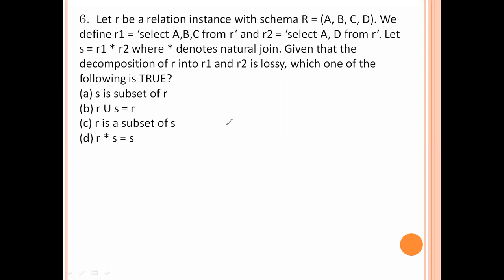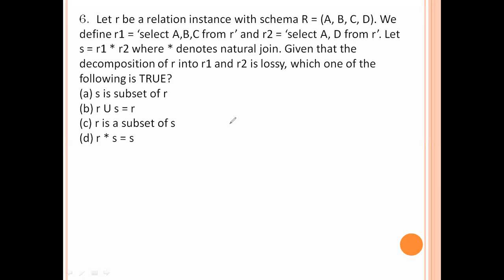So here, which one of the following is true? To find that one here. Let R be a relation state and the schema is also given here, that consists of A, B, C, D. We define R1 equal to select A, B, C from R, R2 select A, D from R. Let S equal to R1 star R2, where star denotes natural join.